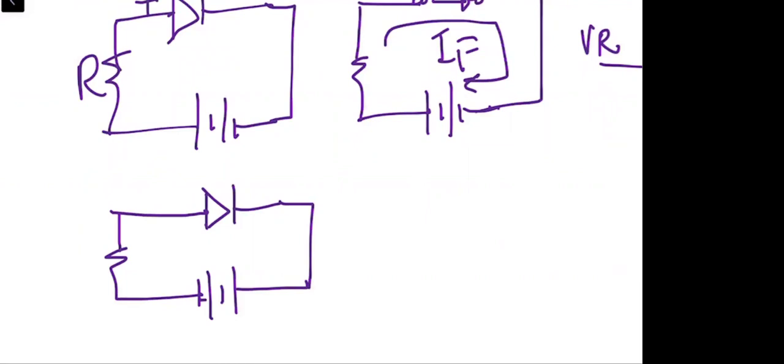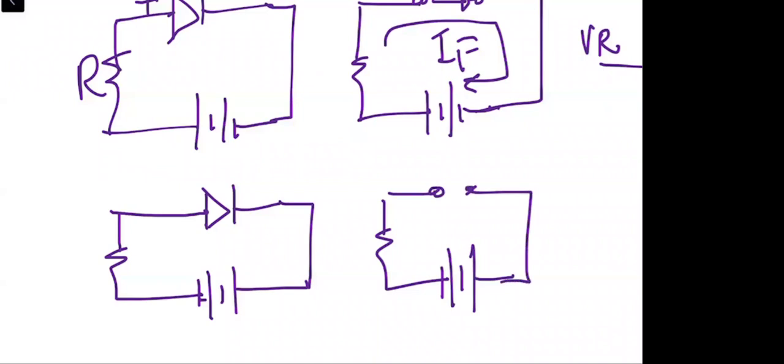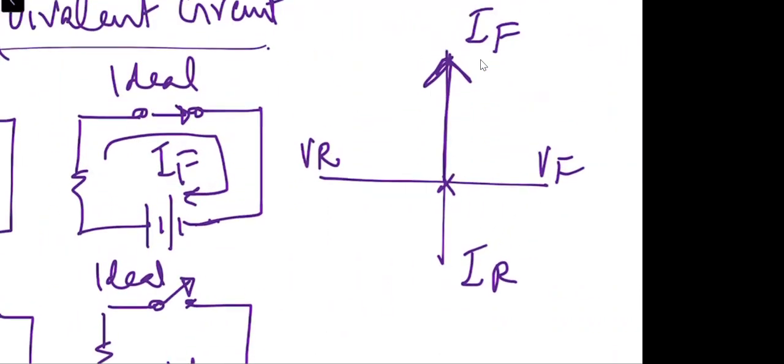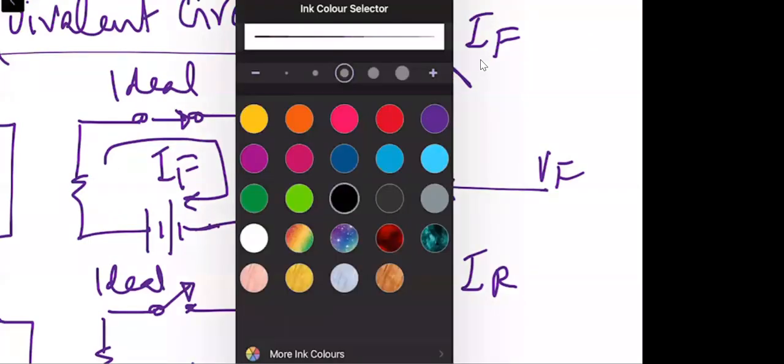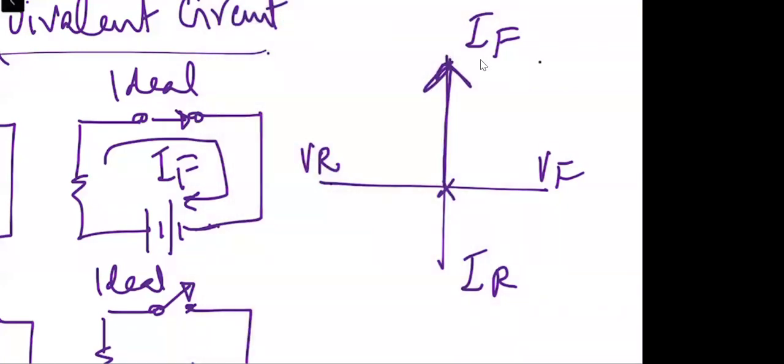If it is reverse bias in the ideal case, then the diode will be behaving as an open switch, right? So when the switch is open, this means no current will be flowing through the ideal diode. And once no current is flowing, we can say this is a flat curve over here. Are you with me?